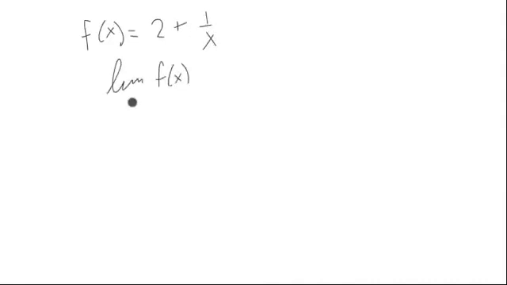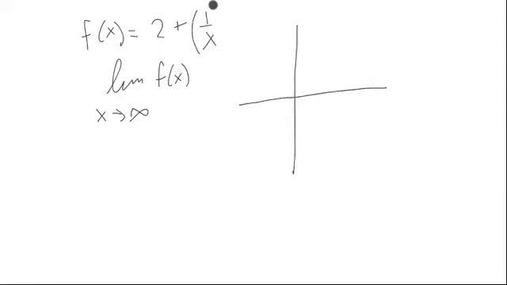So let's start with an example. f of x is equal to 2 plus 1 over x. And let's look at the limit of f of x as x approaches infinity. What in the world does this mean? Well, if we draw this graph, this is actually the graph of 1 over x shifted up by 2. So you have an asymptote that goes like this, and it looks something like this, and a graph that goes back like this.